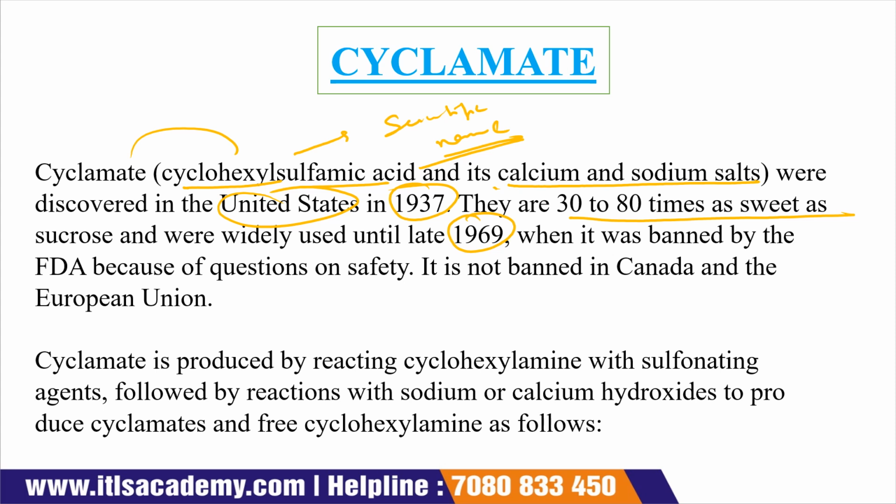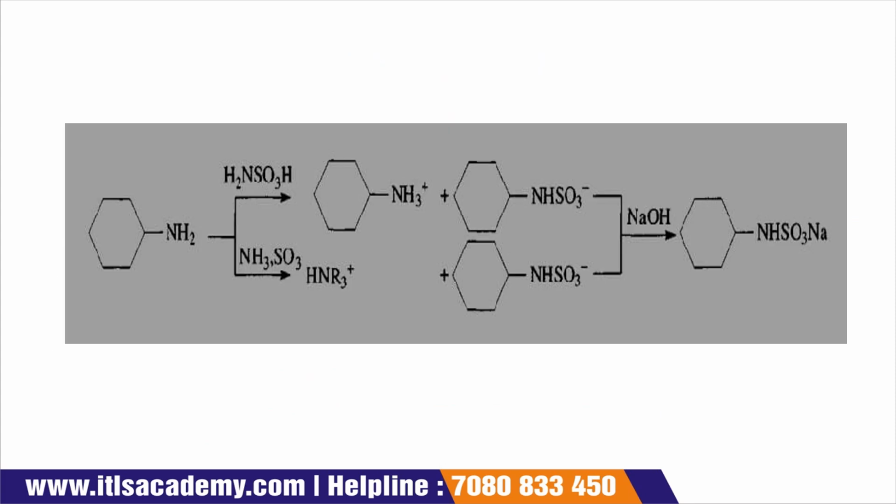It is not banned in Canada and the European Union. Cyclamate is produced by reacting cyclohexylamine with a sulfonating agent, followed by a reaction with sodium or calcium hydroxide to produce cyclamate and free cyclohexylamine, which gives the following reaction. This is the reaction.